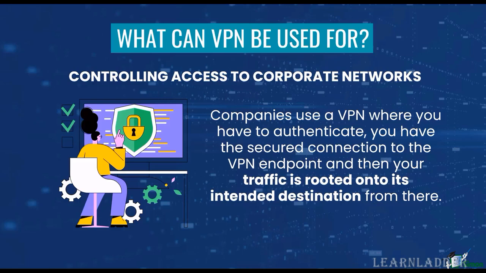Companies will often use a VPN, where you must authenticate and have a secured connection to the VPN endpoint. Data traffic is routed to its intended destination from there, which ensures that only VPN users can connect to the corporate network. It also ensures all data traffic goes through points where it can be inspected for malicious content and potential cyber attacks before it reaches these other vulnerable or potentially vulnerable applications. Ideally, these systems and applications would have their own access controls and be resilient against attack. However, a VPN restricting access makes it harder for an attacker to exploit any vulnerability that could be there.